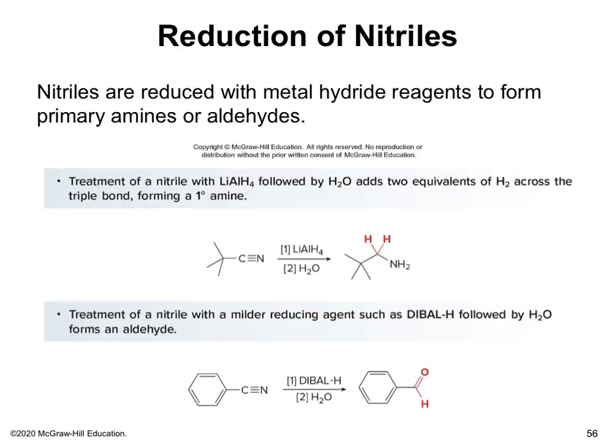This is reduction, and so this carbon of the nitrile is still going to keep the nitrogen, but you're going to add hydrogens onto the carbon and hydrogens onto the nitrogen. And this is going to make an amine, a primary amine. If you want something milder, it will make the aldehyde. So you'll actually lose the nitrogen. And because you have water, you're going to form an aldehyde for your functional group.